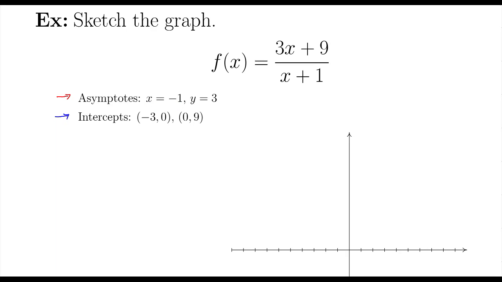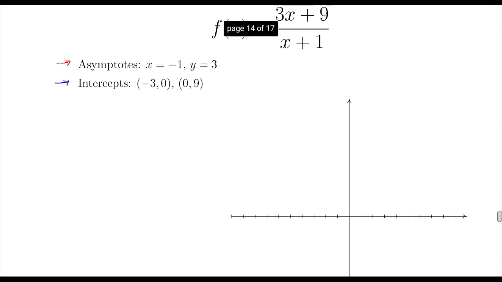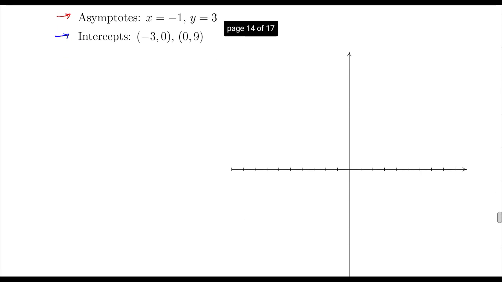All right, so vertical asymptotes. X equals negative 1. So at negative 1, we'll pretend like I did that well. Okay, and then at y equals 3, we'll just say that 3 is going to be right there. Okay, so something like that.